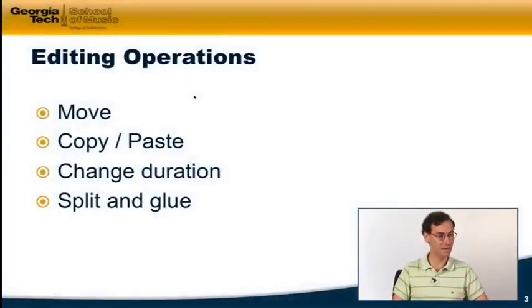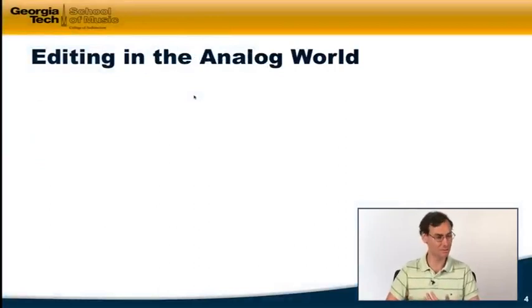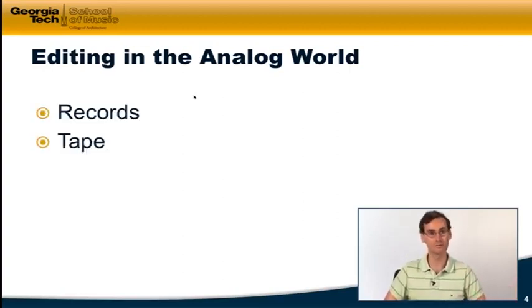So those are the basic editing operations I wanted to cover, but it's important that we understand where some of these things came from. And so I want to talk about editing in some analog media for a second, and some of those operations that we just did, and how we would do them with records and with tape. So I want to look at 2 examples to illustrate this.